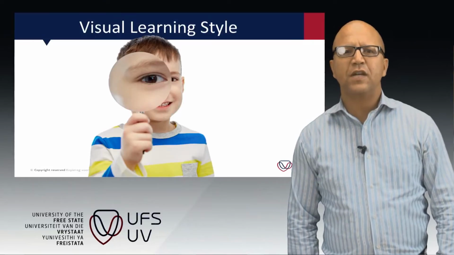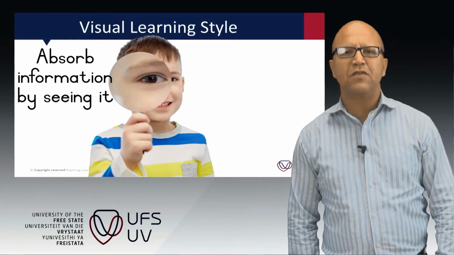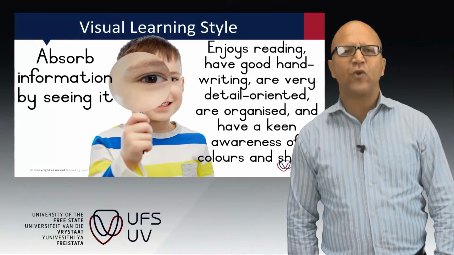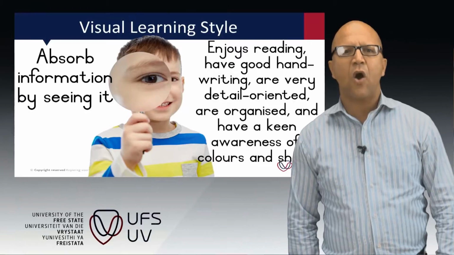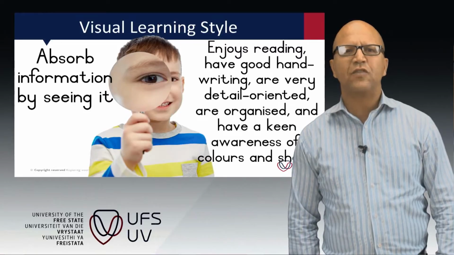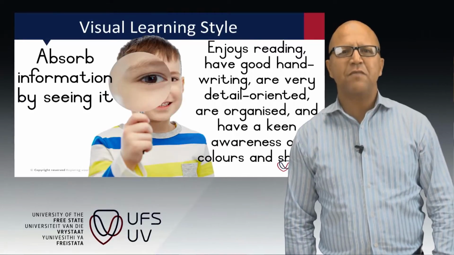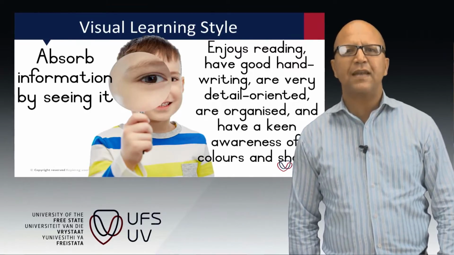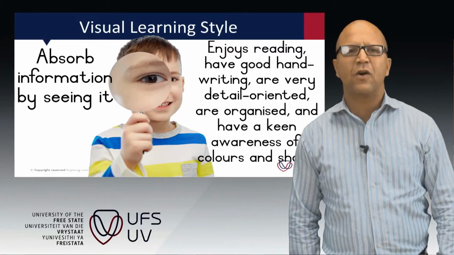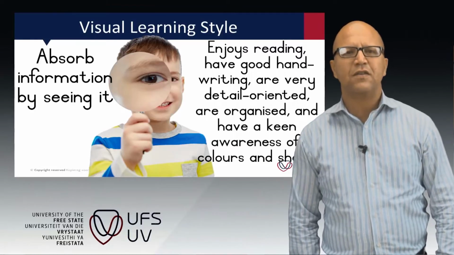People with visual learning style absorb information by seeing it in front of them and storing the images in their brains. They often enjoy reading, have a good handwriting, are very detail-oriented, are organized, and have a keen awareness of colors and shapes. Visual learners tend to struggle with verbal directions and are easily distracted by noise. They remember people's faces better than their names, and they often need to maintain eye contact with a person to concentrate on a conversation. Here are some techniques you can use when teaching visual learners.